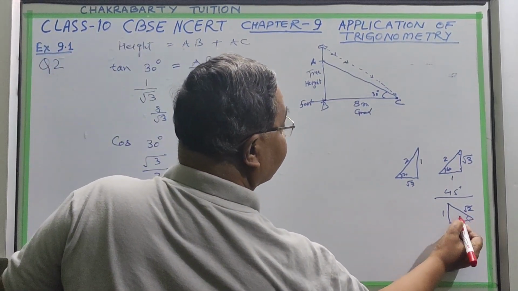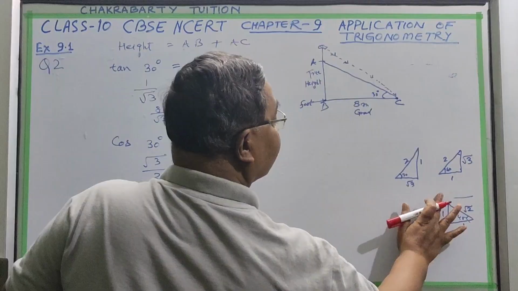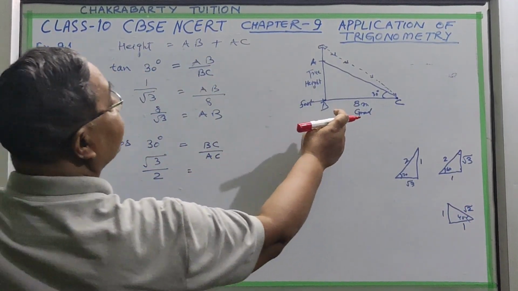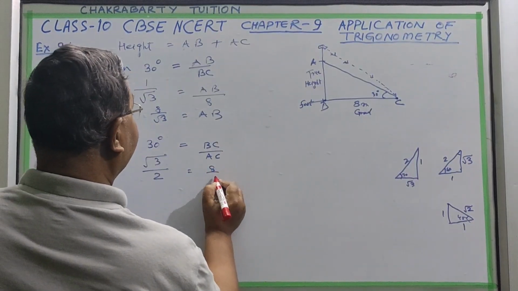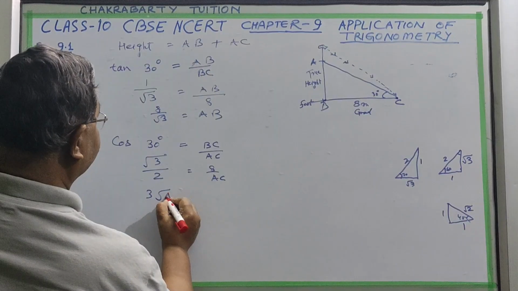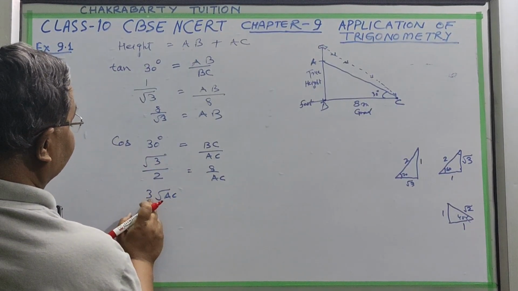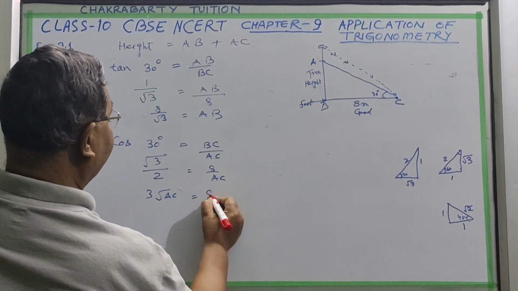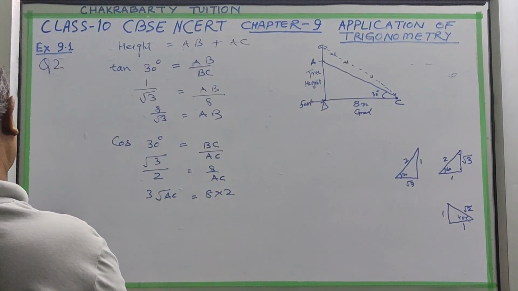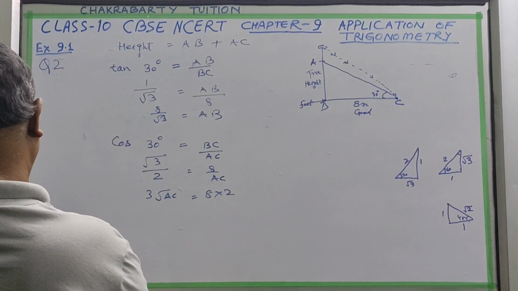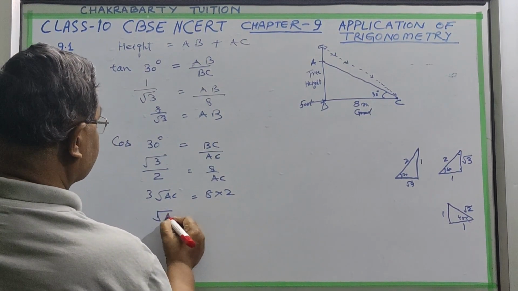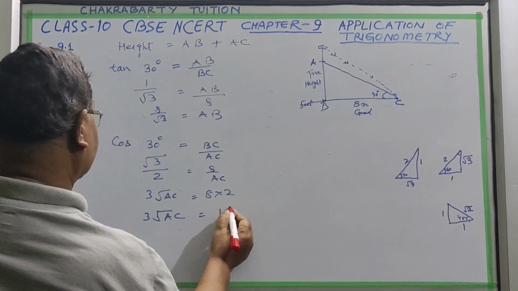This is 45. This is helpful. So BC is 8, and AC is not known. So AC will go to this side. So root 3 upon 2 equals 8 upon AC. It will go here, and in multiply situation it will come, equal to 8 into 2, is equal to 16.